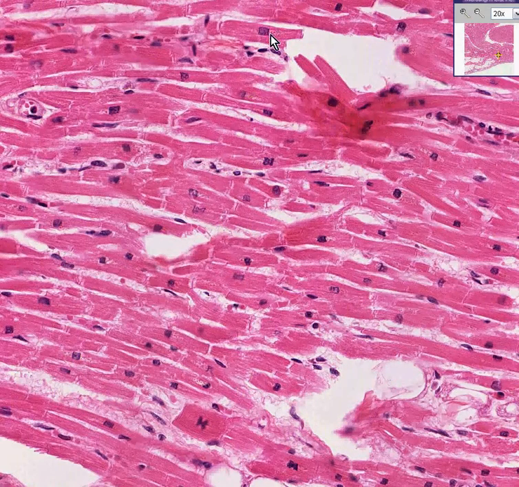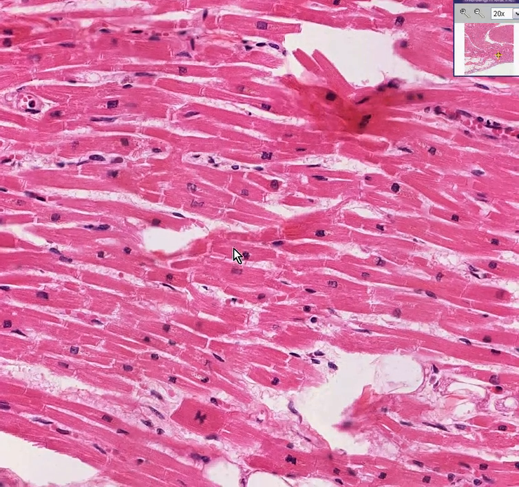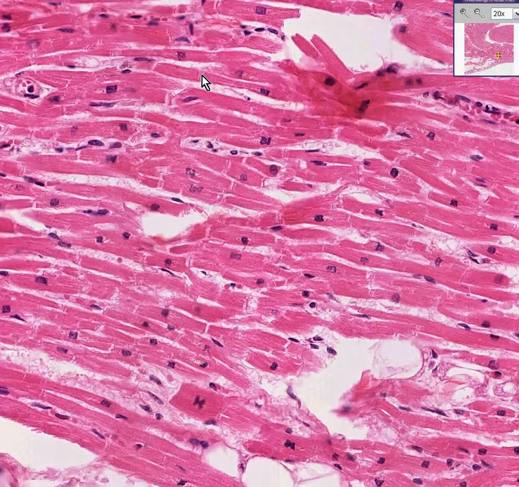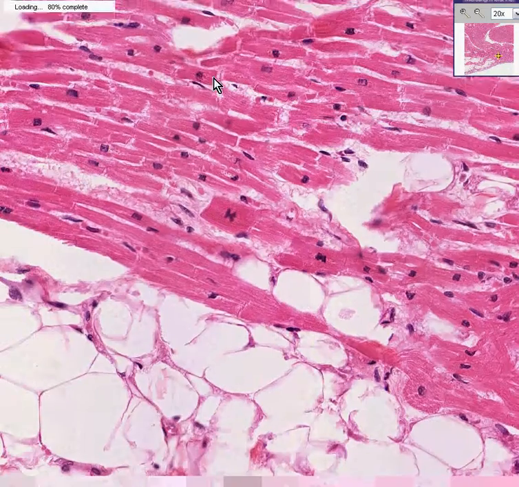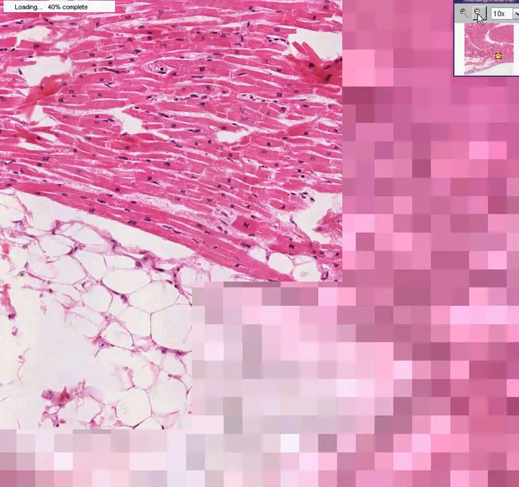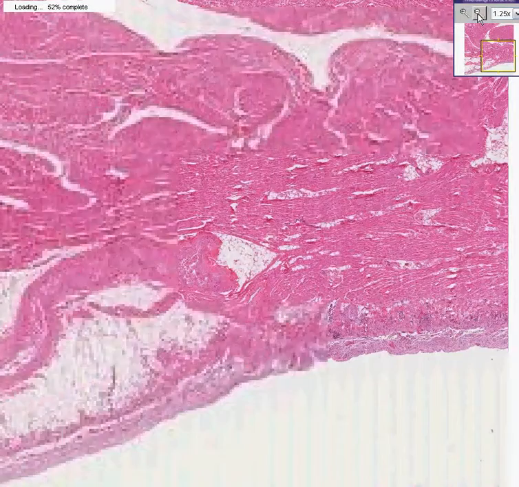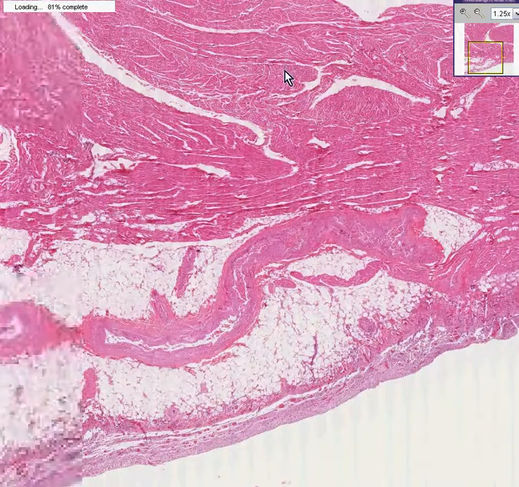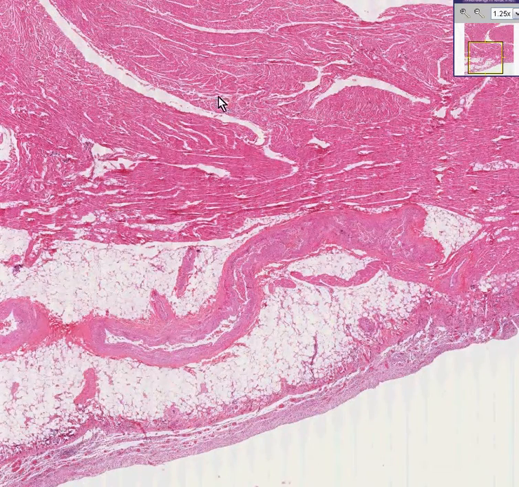Well, I see some along here, and perhaps you can also, these little cross striations. You can see the intercalated discs very nicely, can't you? Well, let's not lose the forest for the trees and just look at the overall picture again. We know this is all fairly nice myocardium.